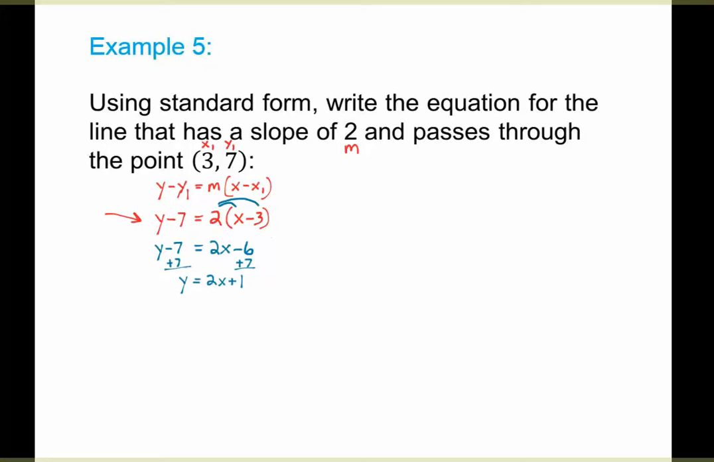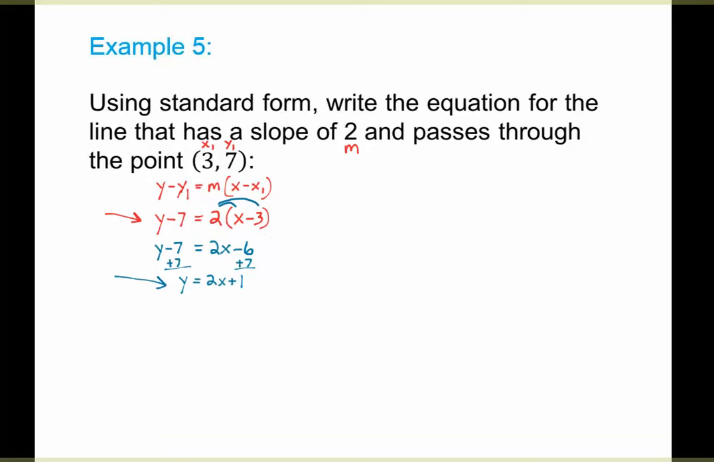Notice, what type of form are we in now? We started in point slope, and all of a sudden I've arrived at slope intercept. That's y equals mx plus b. You can visualize what this would look like. It crosses the y-axis at positive 1. It's got a slope of 2 going up the roller coaster, kind of steep.